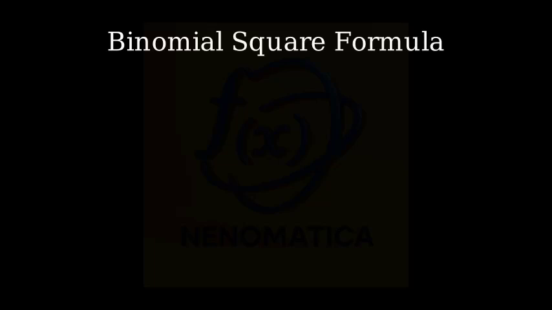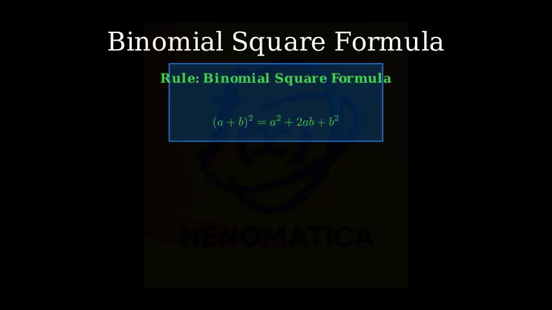Welcome to this video on the binomial square formula. Today we'll learn about the square of a binomial, which is a fundamental algebraic identity used in many areas of mathematics. Let's start by looking at the general formula. The square of a binomial, a plus b, is equal to a squared plus 2ab plus b squared. This is one of the most important algebraic identities that you'll use throughout your mathematical journey.